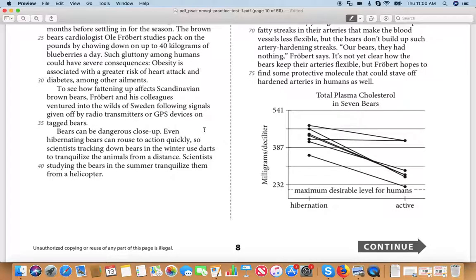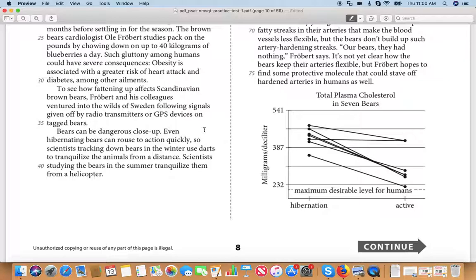Okay. The y-axis going up and down. That's milligrams per deciliter. Oh, okay. Which is like 10 liters, I think. And then the x-axis going left and right. One position is when they're hibernating, and the other end is when they're active. Yeah. And then any other information anywhere there on the chart? Near the bottom is the maximum desirable level for humans. Yeah, okay. All right.